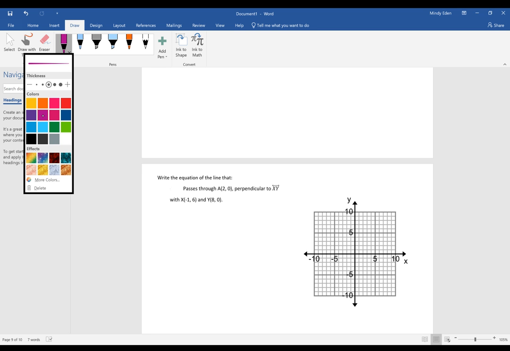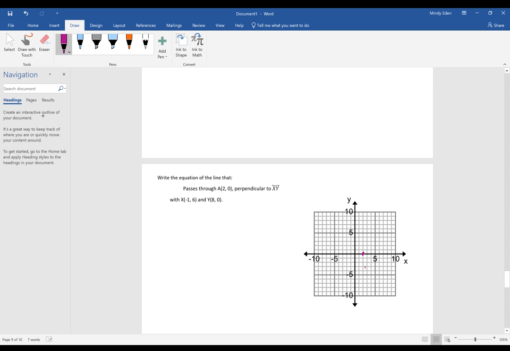So if A is at (2, 0), and it has to be perpendicular to this line, that means I want to find the slope of that line, and I'm not going to plot x or y. So my slope is y minus y divided by x minus x. So I'm going to start and go forward. So 6 minus 0 divided by, you'll have to go forward again, -1 minus 8, which gives me 6 over -9, and that reduces to -2/3. So that's the slope of line XY.